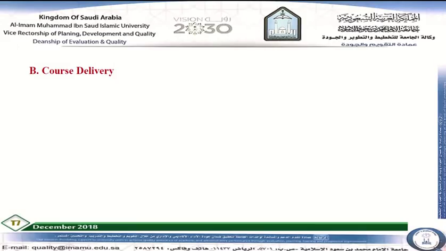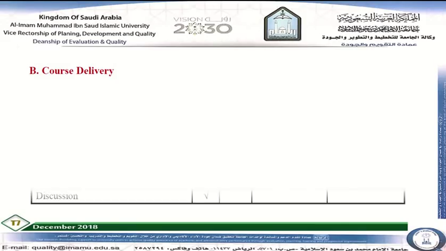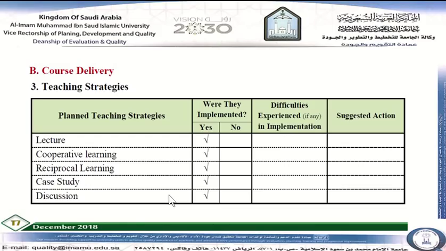We are still with the course delivery, and in this table, we write the teaching strategies. So in this column, we write the teaching strategies that we followed, whether we got lectures or cooperative learning or reciprocal learning, case study, and so on. And of course, these have to be compatible with what you have in the course specifications.